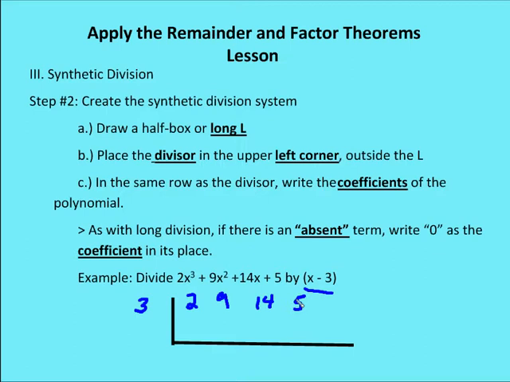And as with long division, if there is an absent term, I'm going to write 0 as the coefficient in its place. So for example, if I did not have the term 9x squared, and I had just 2x cubed plus 14x plus 5, I'd still need to keep a placeholder for this value, and I'm just going to write the 0 in here to represent the new polynomial that I just created. Remember that placeholder for both long division and synthetic division. I'm going to take this back out and continue with what we started. So I have my divisor in place outside the L, and the coefficients of the dividend, or the polynomial, inside the L in the first row.